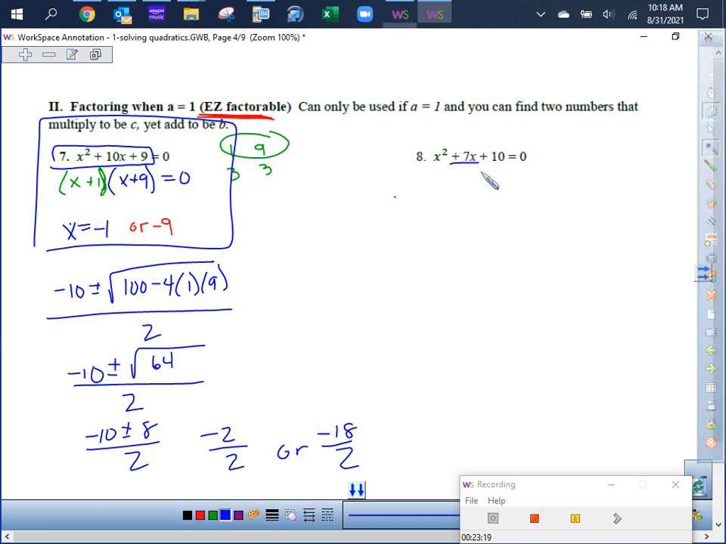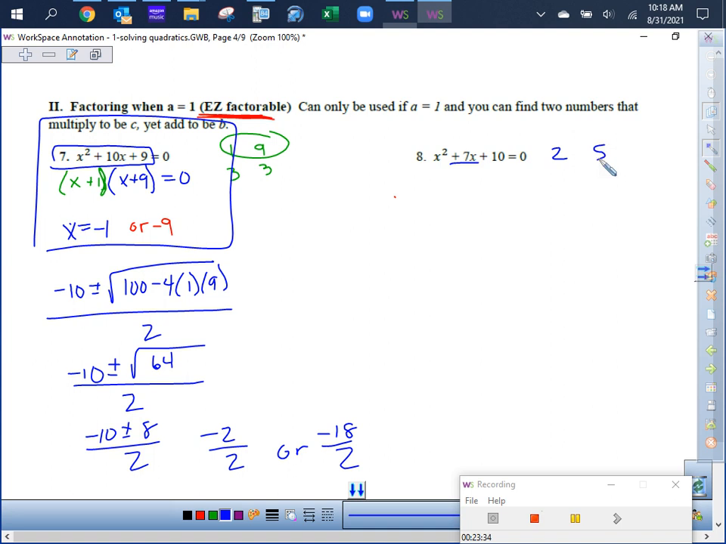This sign tells you what they're supposed to be. If that's a minus, they're both negative. If that's a plus, they're both positive, right? So you need two positive numbers that multiply together to be 10 and add together to be 7. Yes? 2 and 5, right? 5 and 2, 2 and 5.